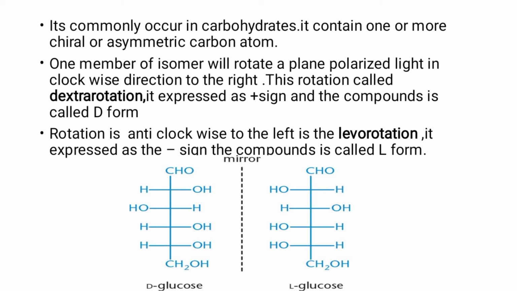One member of the isomer will rotate plane polarized light in clockwise direction, to the right. This rotation is called dextrorotation. It is expressed as a positive sign and the compound is called D form. Rotation that is anti-clockwise, to the left, is known as levorotation. It is expressed as a negative sign. The compound is called L form.